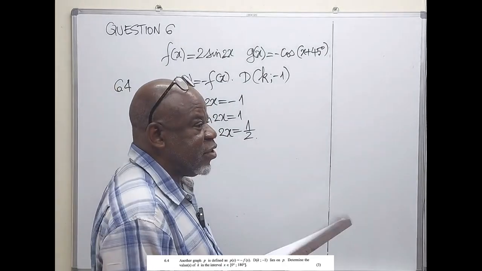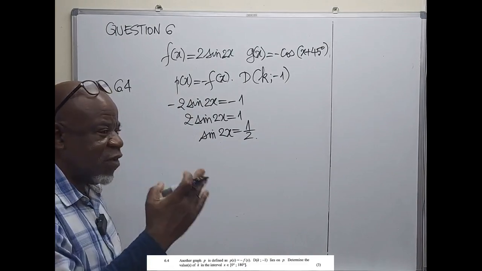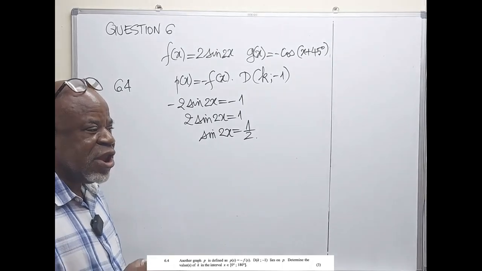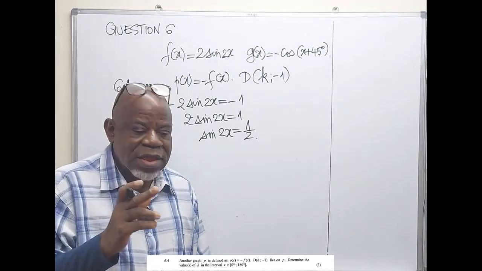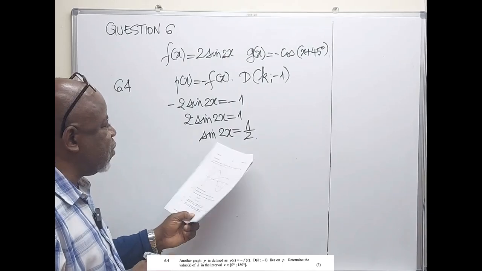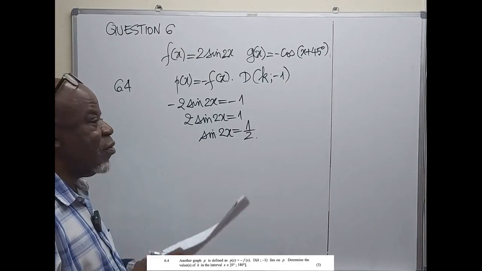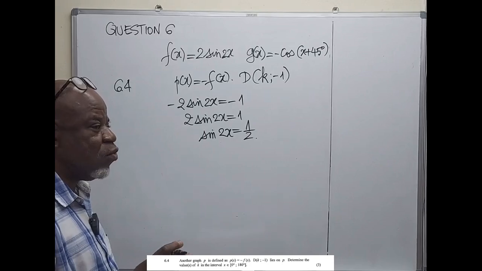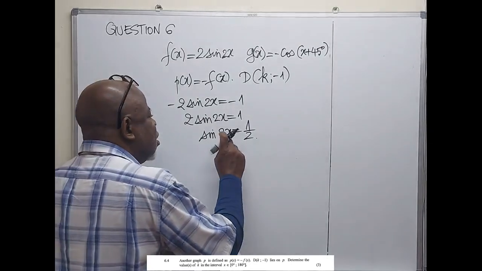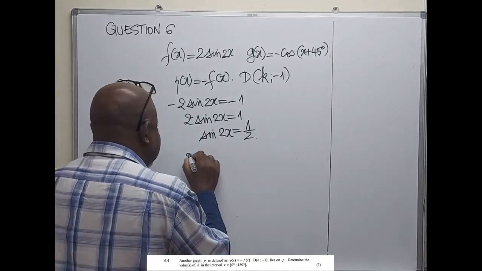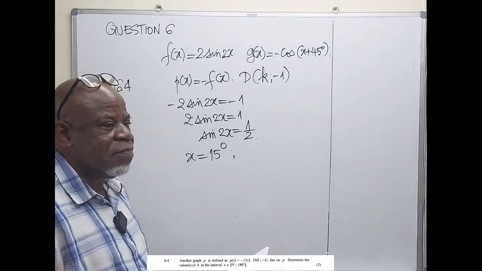So here we're going to consider the solution of sine alpha is equal to sine beta. Then alpha will be equal to beta plus 2k, if we consider the general solution of a trigonometric equation for sine. So sine of an angle being equal to 1/2 is 30 degrees. So we'll be taking 2x is equal to 30 degrees, and the first value of x will be 15 degrees.